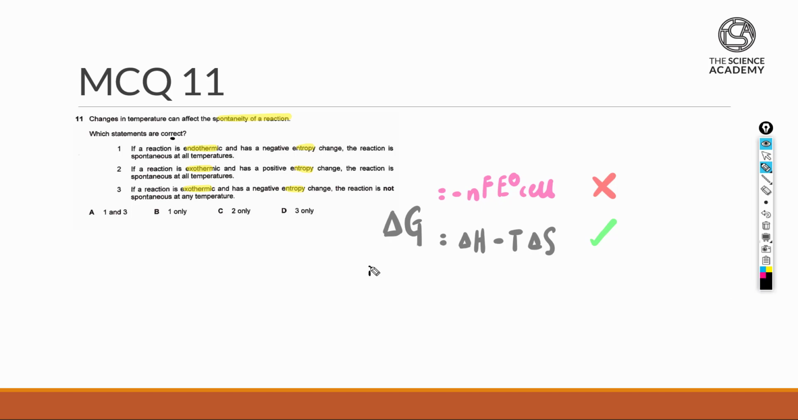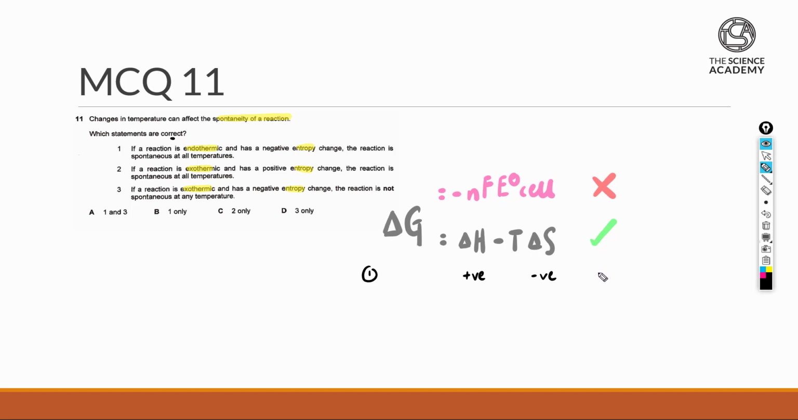So based off statement number one, when the reaction is endothermic, there's going to be a positive value for delta H, and it has a negative entropy change. That's going to be a negative value for delta S. The reaction is spontaneous at all temperatures. Alright, so let's take a look at that.